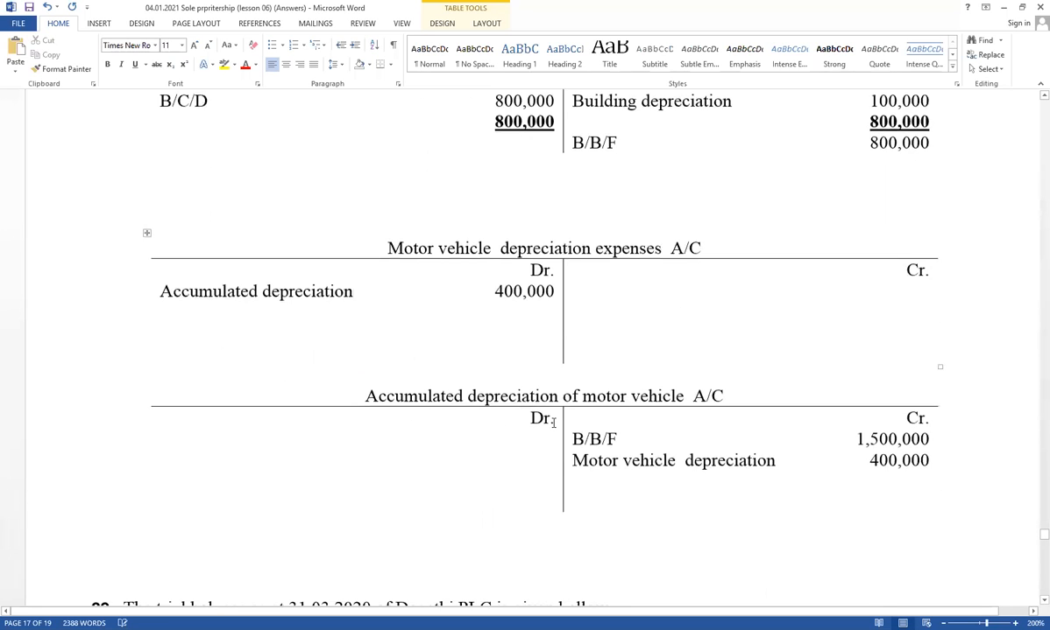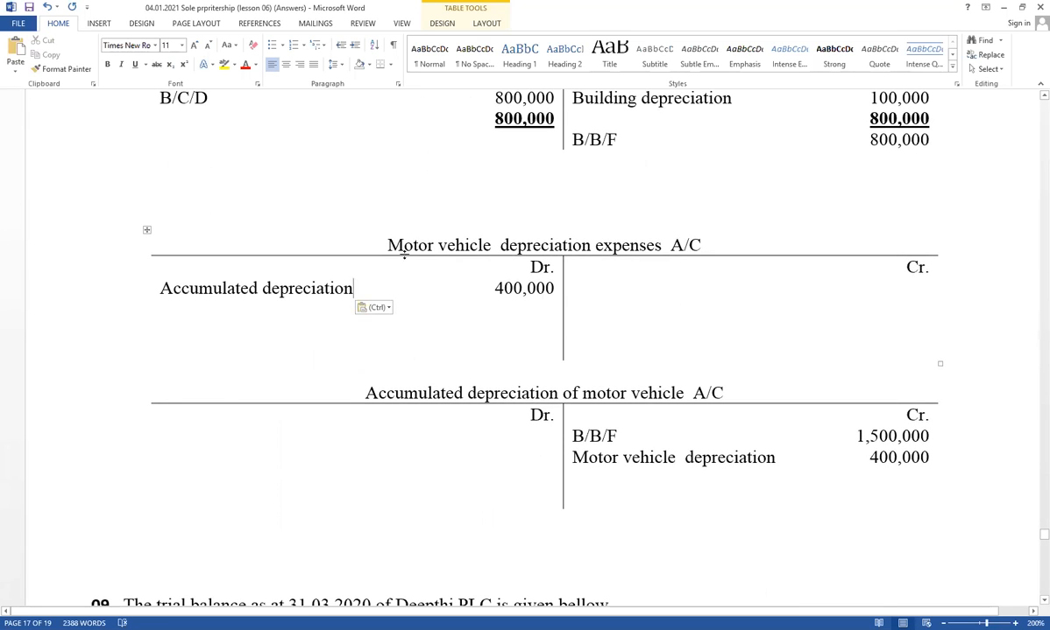Think about double entry. Motor vehicle depreciation is an expense, so this value should be included in the income statement. And accumulated depreciation is a balance sheet account. Closing balance should be carried down. That value should be included in the financial position. Then the credit side total amount equals 1.9 million. Take the total amount of the bigger side, take that value on the debit side, and the difference is the balance carried down.